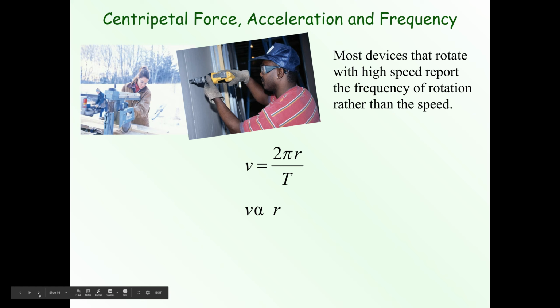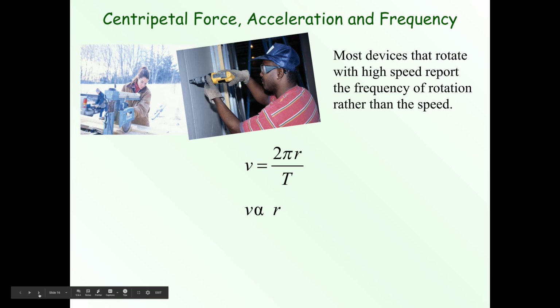Okay, and centrifugal force, acceleration, frequency. Most devices that rotate at really high speeds report the frequency of the rotation rather than the speed, like drills and saws. We talked about the hard drive, so it's a lot easier, instead of saying 0.008 seconds, to just say a frequency of whatever it was, 200 or 120 for our hard drive.